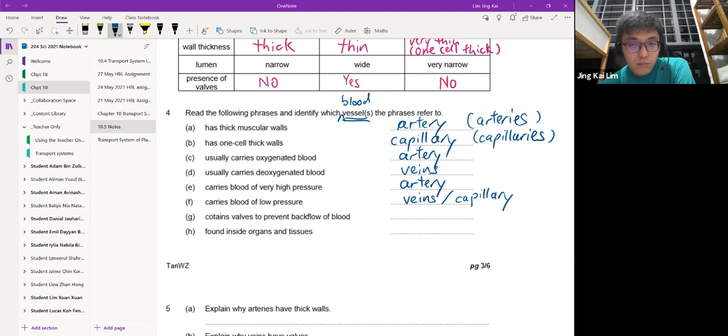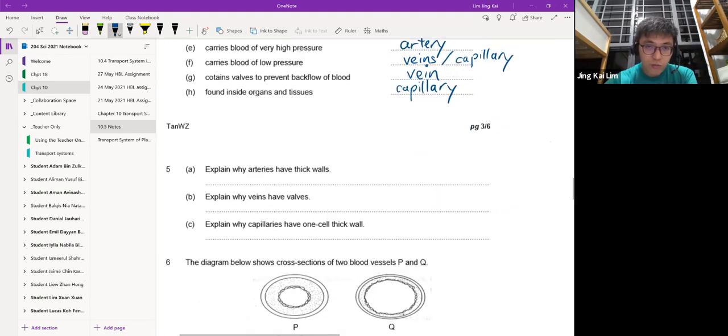G, contains valves to prevent backflow of blood. There's only one blood vessel that contains valves, which is the veins. Found inside organs and tissues, they must be very, very thin, so it has to be the capillary. I hope this clarifies question 4.